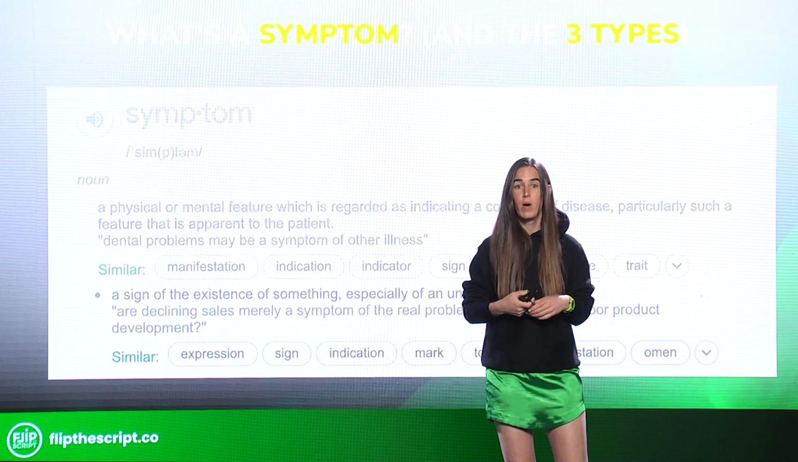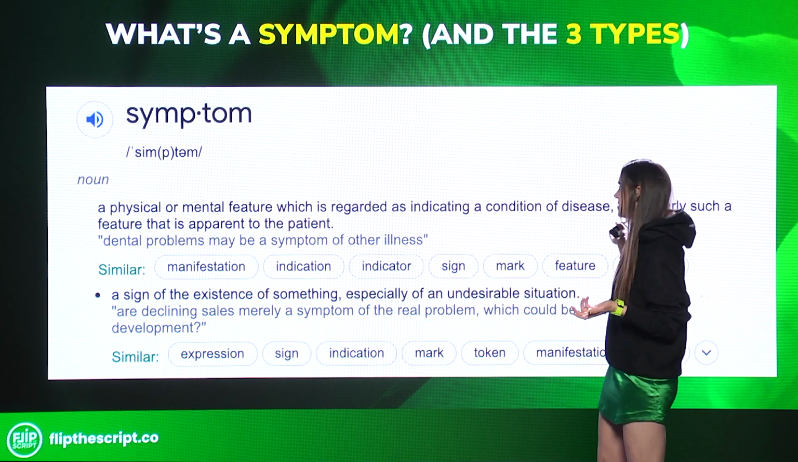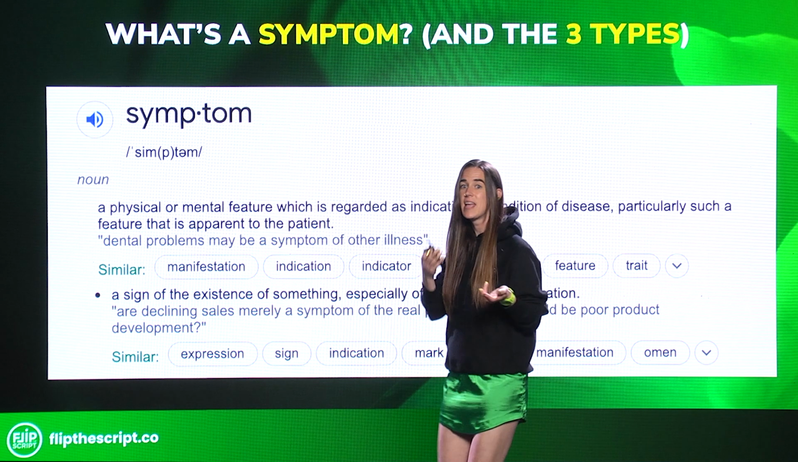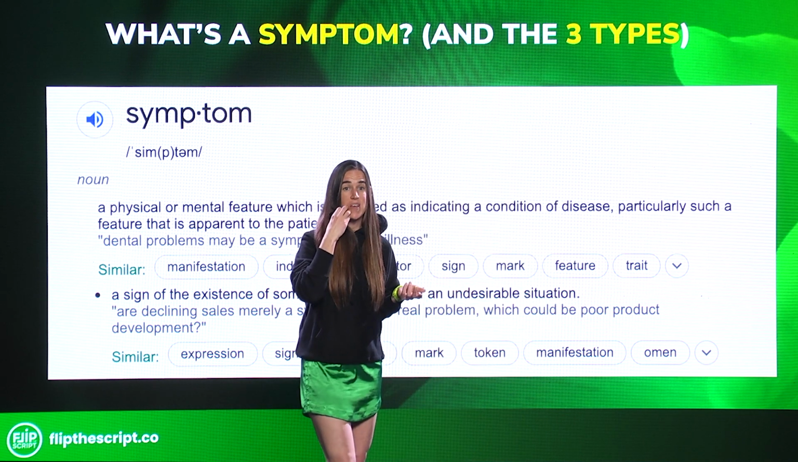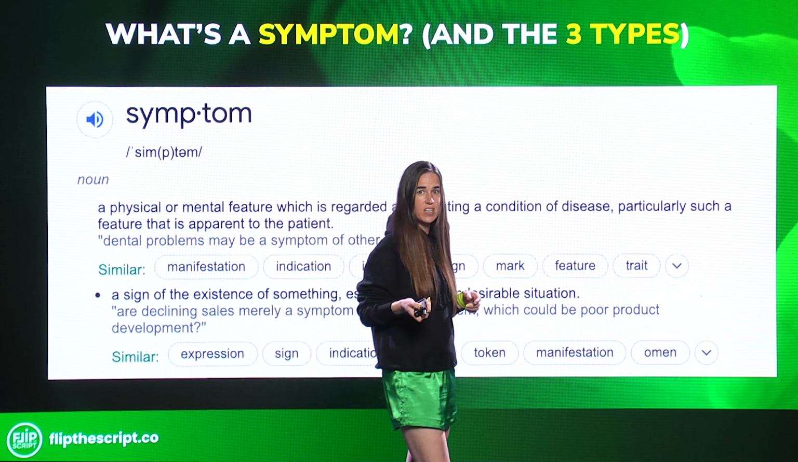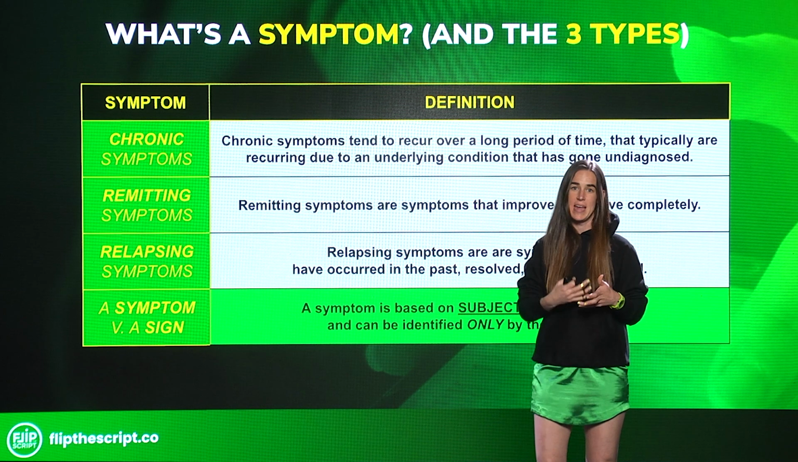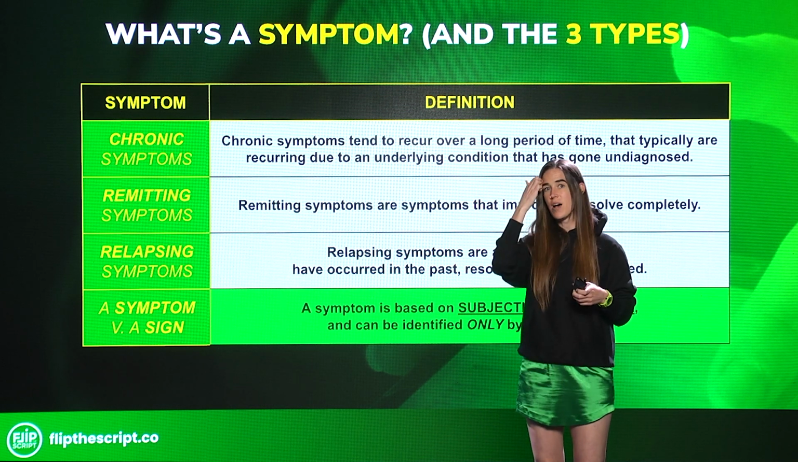What is a symptom and what are the 3 types? So a symptom, physically defined, is basically something that's indicating a condition that's happening to someone. So the sign of the existence, usually, of a negative condition. And what this usually is going to be, by and large, is pain. So pain is the most common symptom.